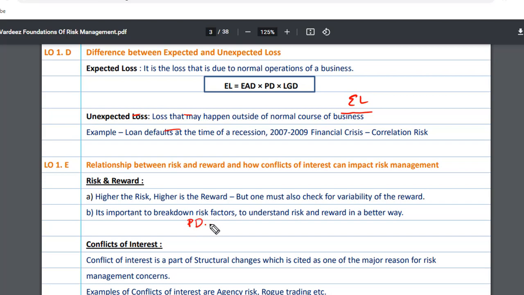probability of default into further risk factors, like what exactly is the financial condition of a person, what exactly is the earnings of that particular person. We can also have a look at the external factors to calculate this probability of default. So we can drill down further, or we can break down these risk factors so that we better manage this variability or the unexpected loss. Okay, so that's the risk and reward relationship.